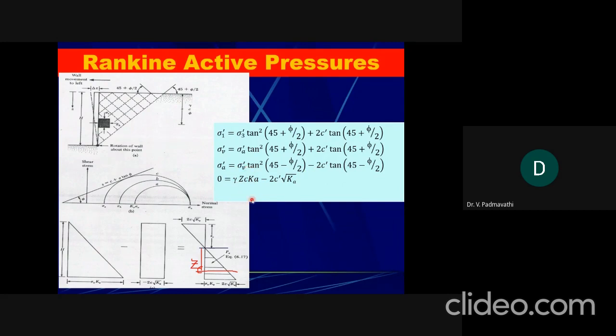Why we are representing that as Z_C: here if you draw this curve, if you draw the lateral earth pressure, initially when Z is equal to 0, this term will become 0. Otherwise I'll take this one. Sigma A is equal to this expression. If you take sigma V as gamma into Z_C, this is the one. Okay.